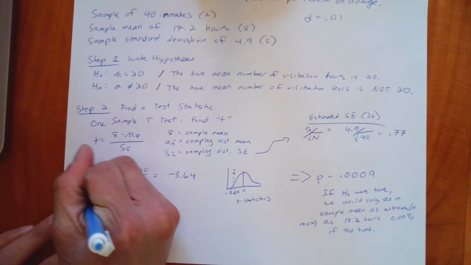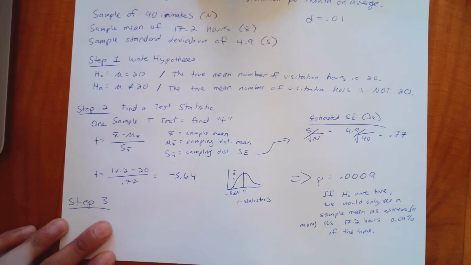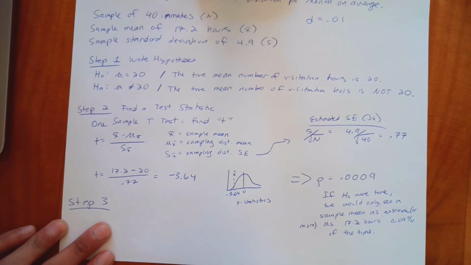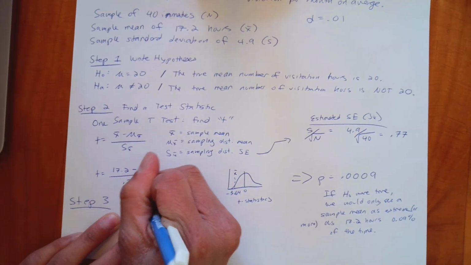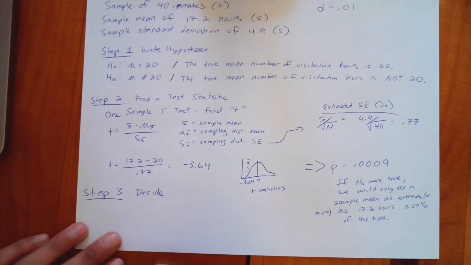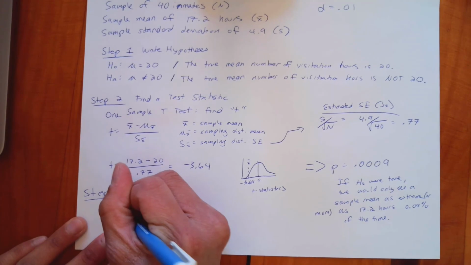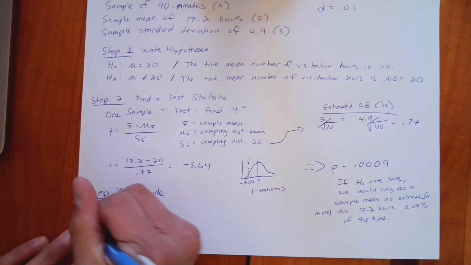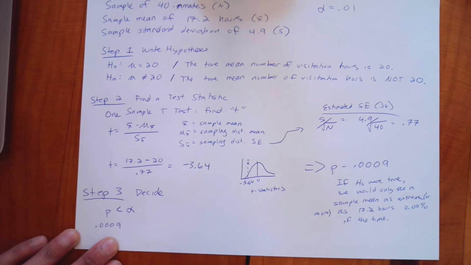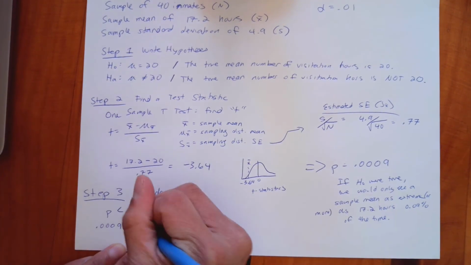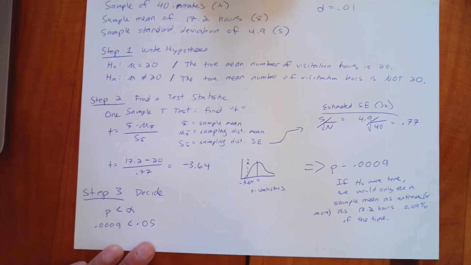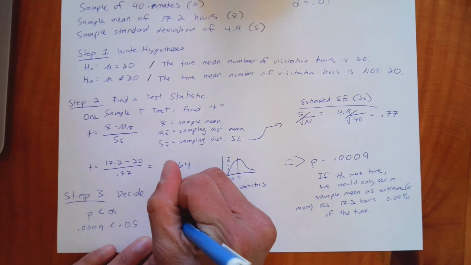So with step 3 here, we're now going to evaluate whether our sample mean is unlikely enough to reject the null hypothesis. And you'll remember that we reject the null hypothesis when p is less than our alpha value. In this case, our p-value is 0.0009, and our alpha value is 0.05. So our p-value is less than our alpha value, and we would say that we reject the null hypothesis.